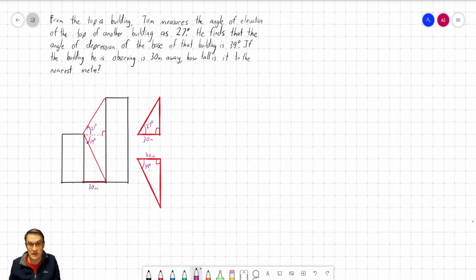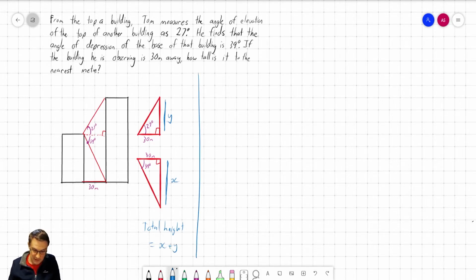What we need to do is find two different lengths here. We need to find this lower length, we can call this one X. We need to find this upper length, which we can call Y. Then to find the total height of the building, the total height is going to be equal to X plus Y added together. And that's the process we need to work through here.